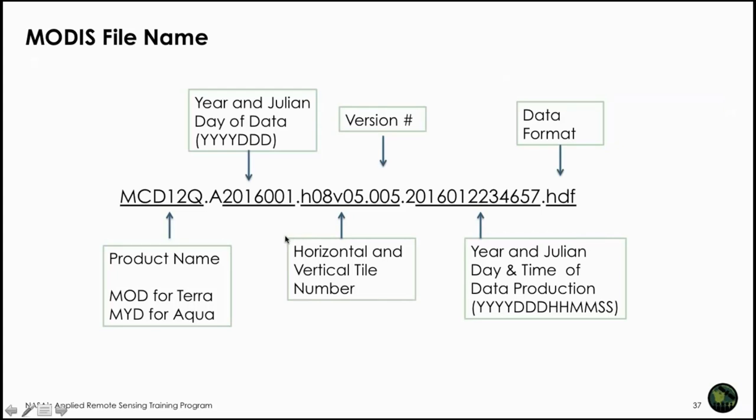And then MODIS file names are usually product name, MCD. If it is MOD, it's Terra, MYD is Aqua. Year usually, and then days are given in Julian day, so it's a day of year. This is the version number. H and V represent horizontal and vertical tile number, because MODIS data are available in 10 degree by 10 degree tiles. Data format, and this is just the information when the data were acquired or produced by LPDAAC. So this is very important for product, and this is for which time it is representing, and this is the location.